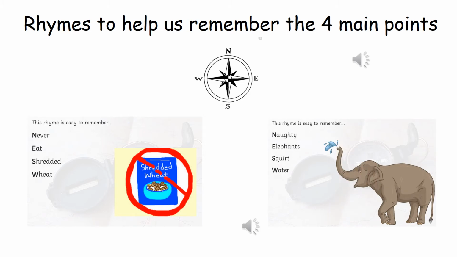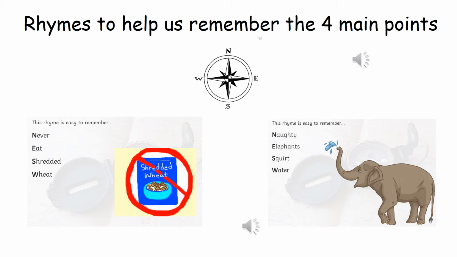A lot of your grown-ups probably recognise the first one, never eat shredded wheat. So that's reminding us that we start with N at the top, and then we do the E, and then we come round down to the bottom for S, and then we finish off with the W. This other one here with the elephant, it's another rhyme we could use, naughty elephants squirt water.